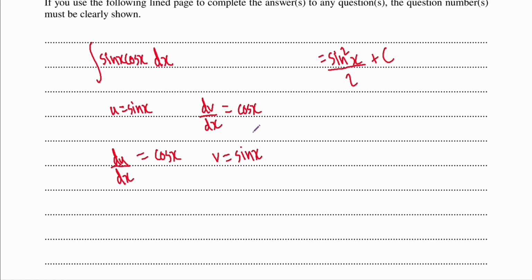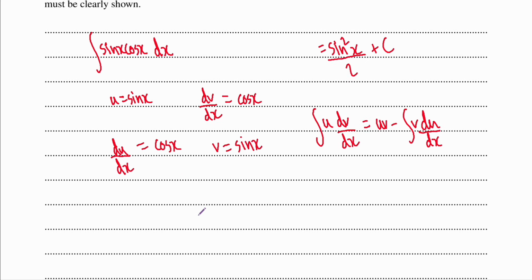Now we have the integral of sine of x cosine of x dx. We have all the things that we need. We just need to apply the formula. The formula says the integral of u dv by dx is equal to uv minus the integral of v du by dx. So we have everything we need. I'm going to do something: I'm going to call this integral I. I is equal to the integral of the sine of x times the cosine of x dx. And you will see why soon.